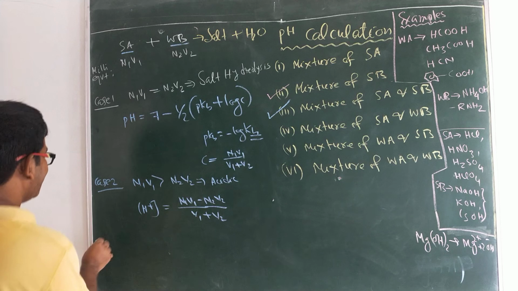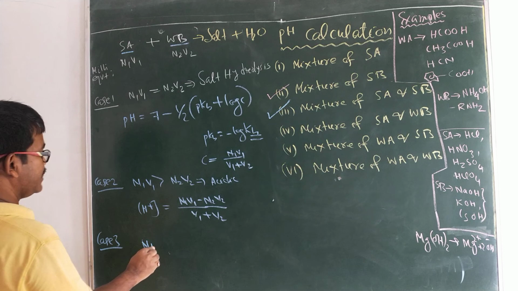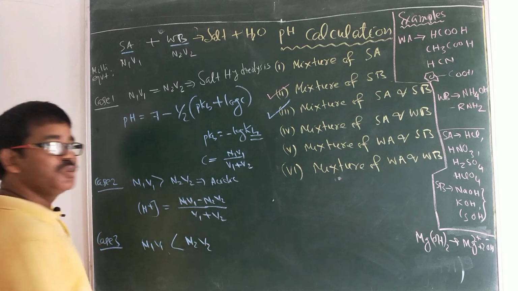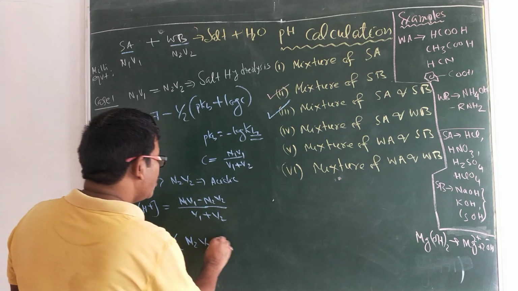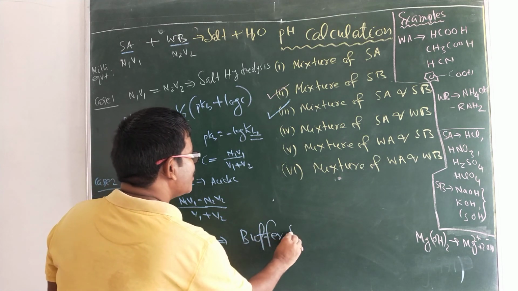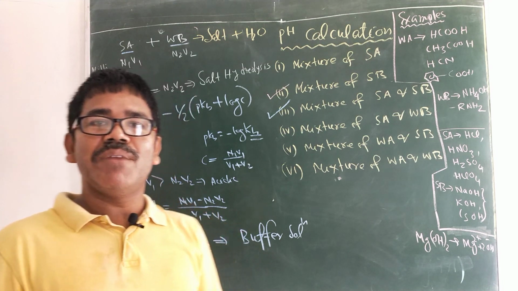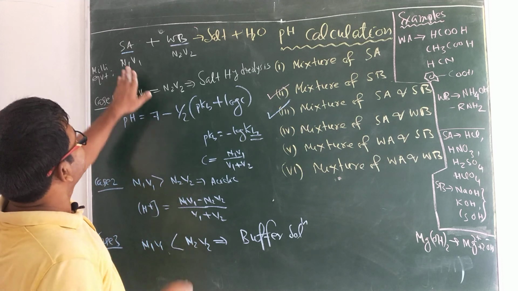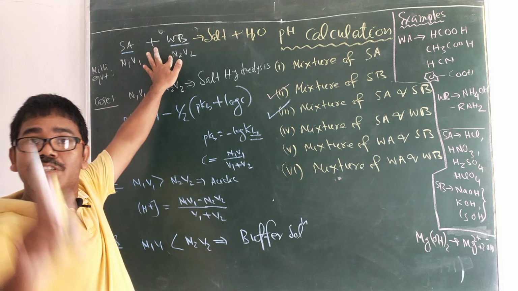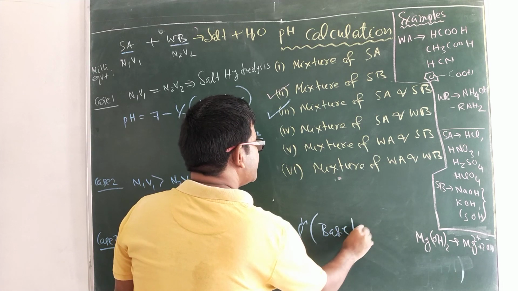The case 3, milli equivalent of the strong part is lower than the weak part, N1V1 less than N2V2. In that case it will form a buffer solution. New term is coming: buffer solution. Milli equivalent of the acid is lower than milli equivalent of the base. You will form a buffer solution. In this case the weak part is basic. Therefore this buffer will be your basic buffer. It will be a basic buffer solution.